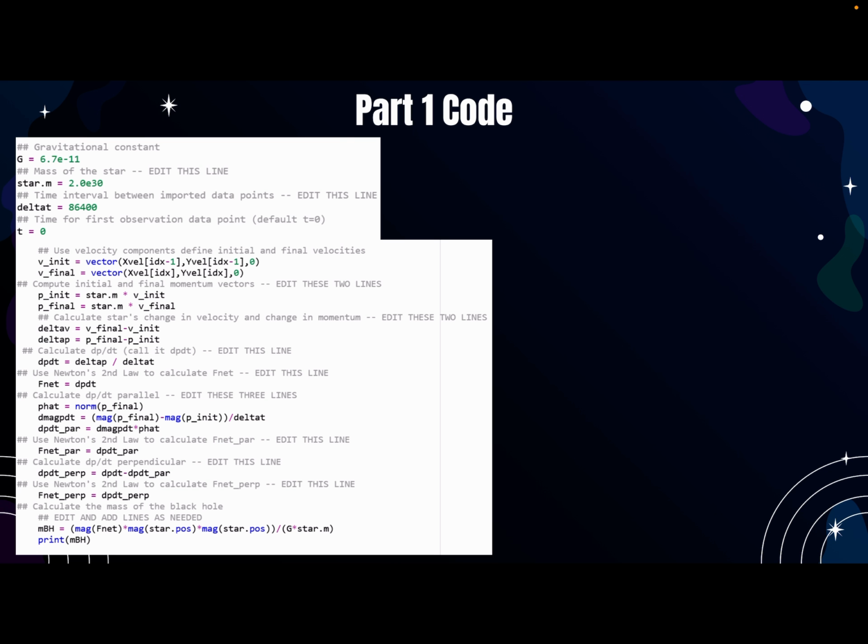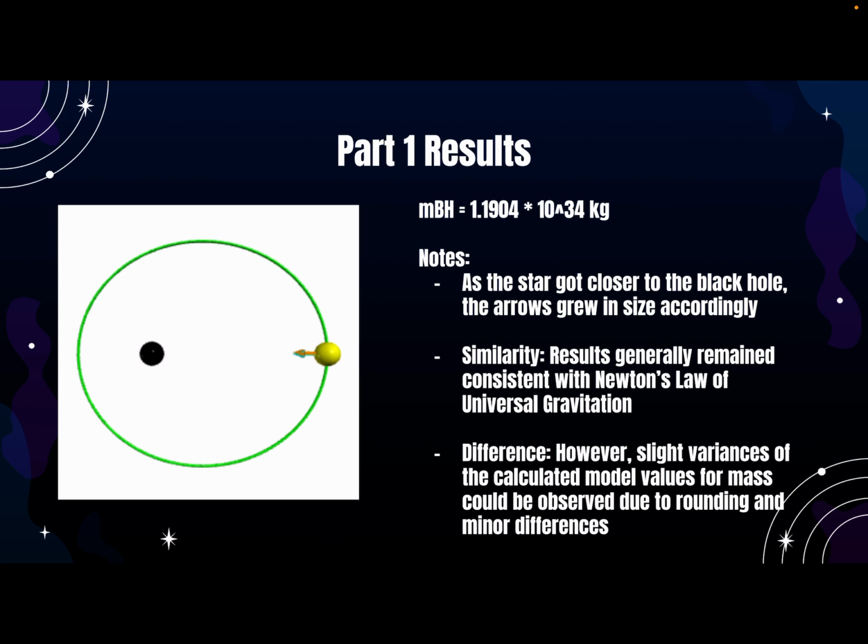Here's a preview of my part 1 code. I added sections to calculate net force components, momentum updates, and used the given position data to compute acceleration. The code allowed me to estimate the black hole's mass from the star's motion. The estimated mass of the black hole, MBH, came out to be approximately 1.19 times 10 to the 34 kilograms. As the star got closer to the black hole, the force arrows grew larger, showing the increase in gravitational pull. The results followed Newton's law of gravitation closely, although small differences appeared due to rounding and the discrete nature of the simulation.